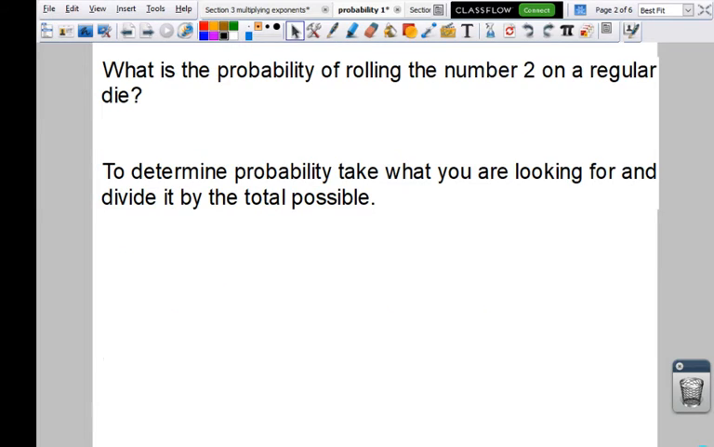In order to find probability, we're going to find the probability of rolling the number 2 on a regular dice. Number cube is what the book likes to use. Would it be 1 out of 6? So let's go over it. To determine the probability, take what you're looking for and divide it by the total possible.